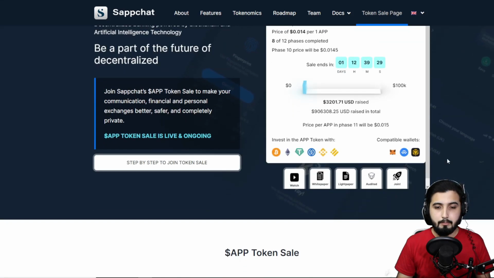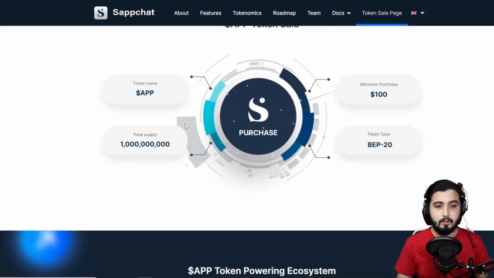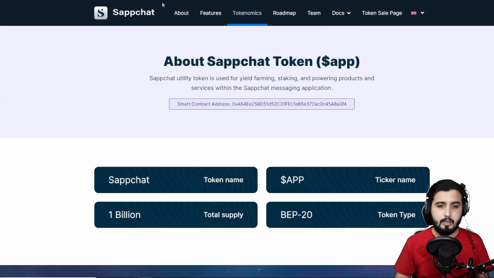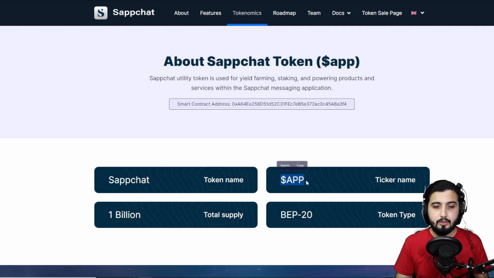So make sure that if you are interested in this, and if you find this really good for you and you think you can really benefit from this, which I think it obviously will, then make sure that you come into this. Because when we take a look at the complete tokenomics, which let's just do that right now, it's the app token that basically powers all these products, and the token that you're going to use for yield farming and staking. That's the SappChat. So this is what you're going to use for this whole project.